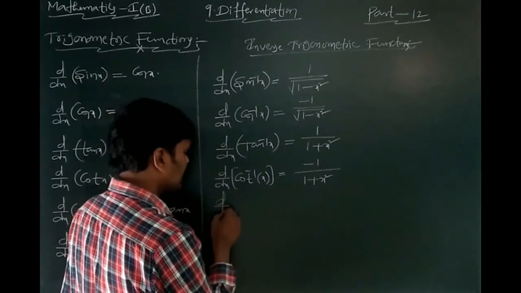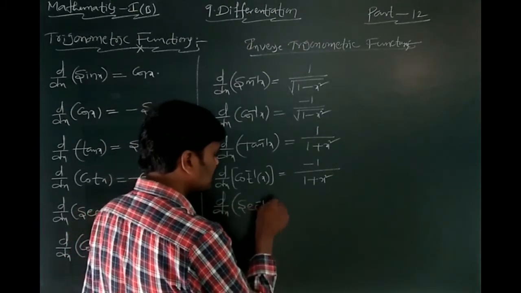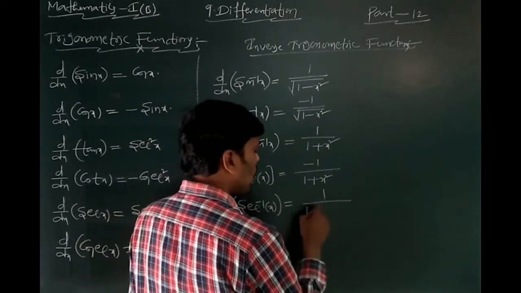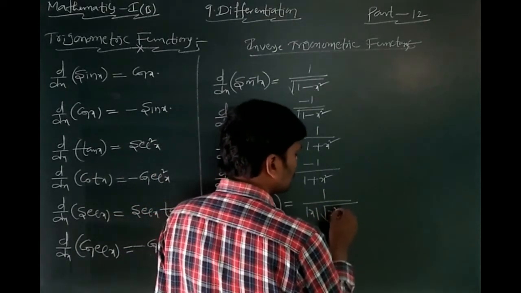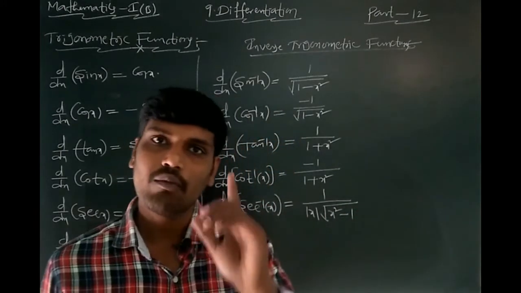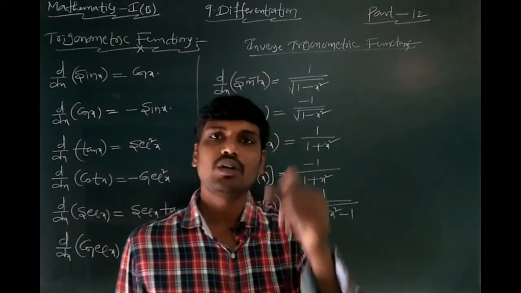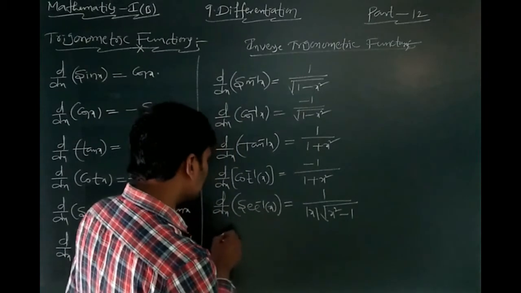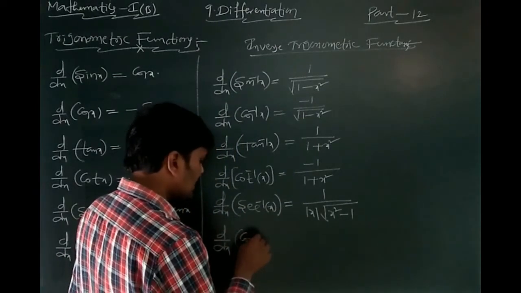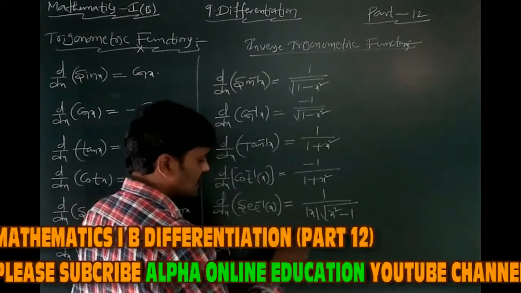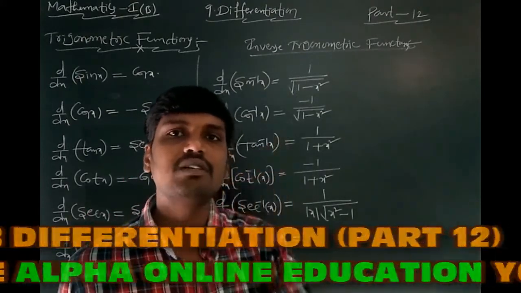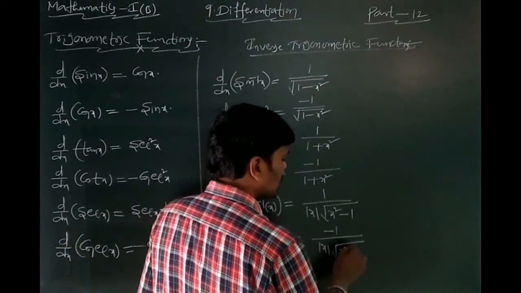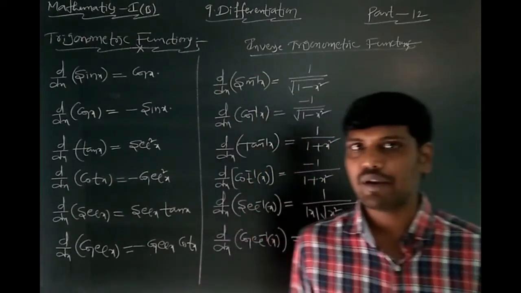After that, secant inverse x. What is the derivative of secant inverse x? The derivative of secant inverse x is 1 by mod x into square root of x square minus 1. After that, the derivative of cosecant inverse x is minus 1 by mod x into square root of x square minus 1. Once again explained to students.